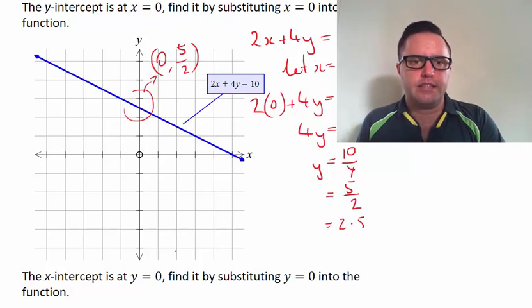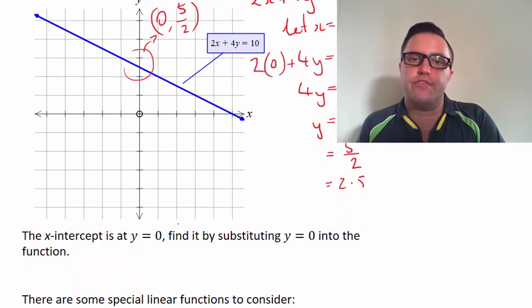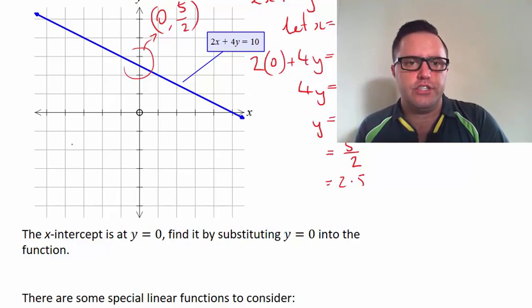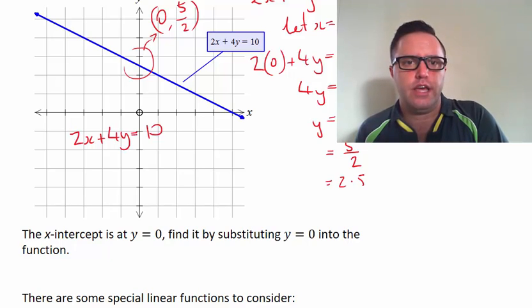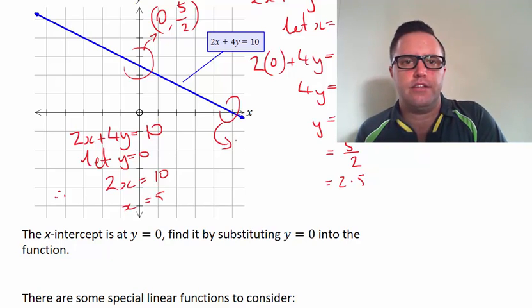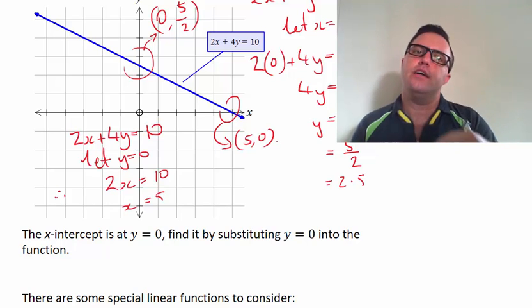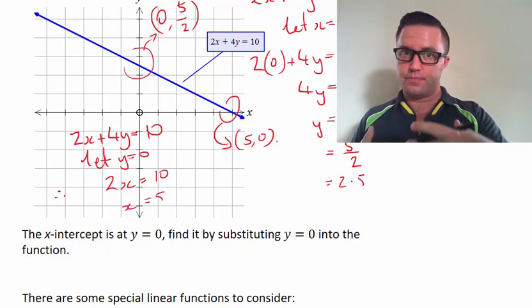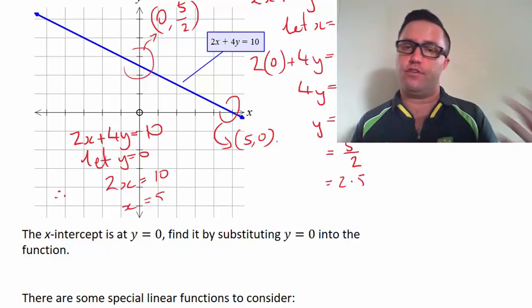Now the x-intercept is at y equals 0, and we find it by substituting y equals 0 into the function. So we've got our function 2x plus 4y equals 10. We let y equal 0. Therefore 2x equals 10 and x equals 5, so this point is at (5, 0). That's how we find our intercepts. We can find them very quickly by substituting our zeros into the equation itself and then solving it.